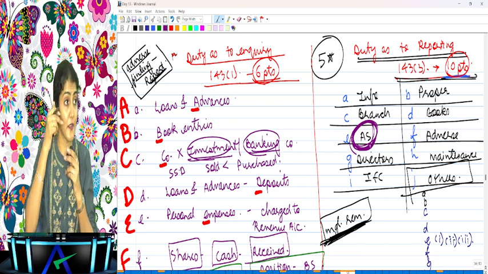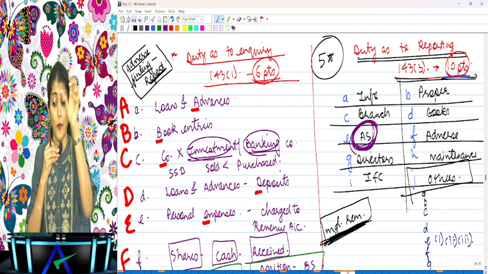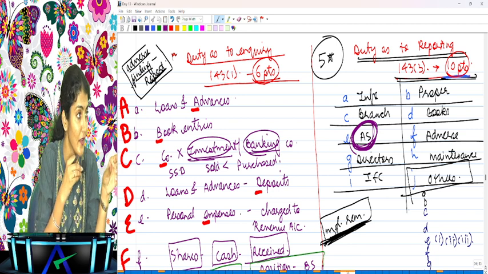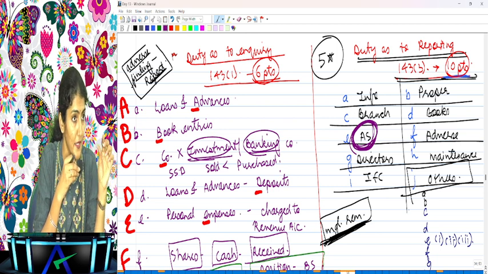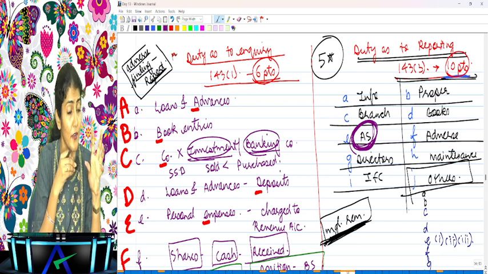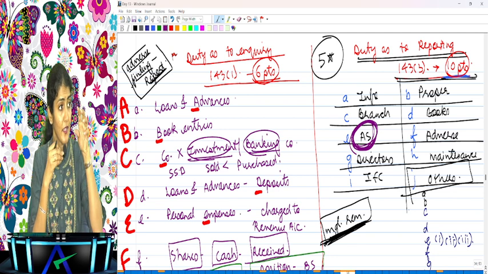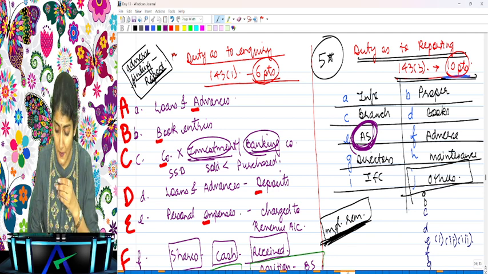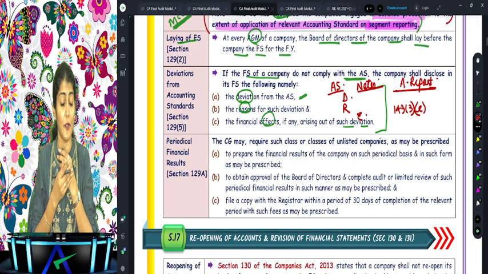So where will the auditor report? The auditor will report under 143(3)(e). If the company does not follow the accounting standard, where will management report? They will report it in the notes to accounts. And where will the auditor report? The auditor will report it under 143(3)(e), whether the financial statements comply with the AS. Are you able to follow that?